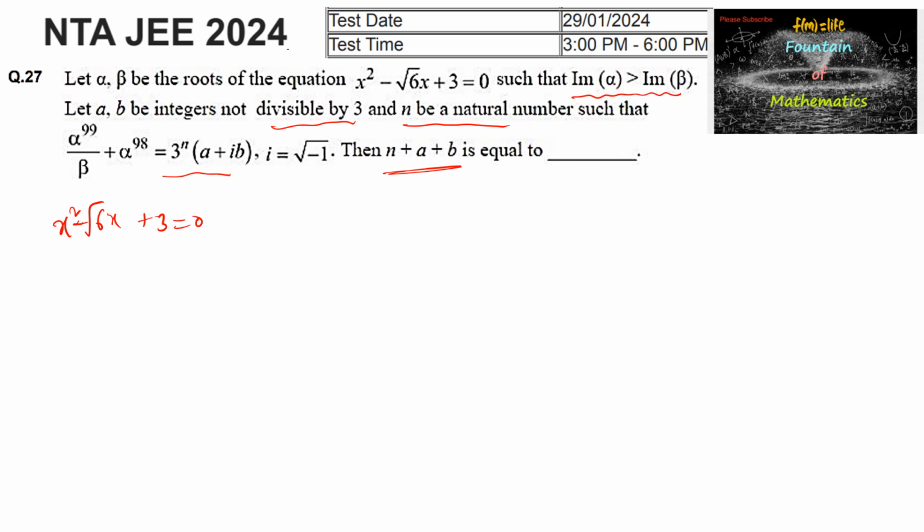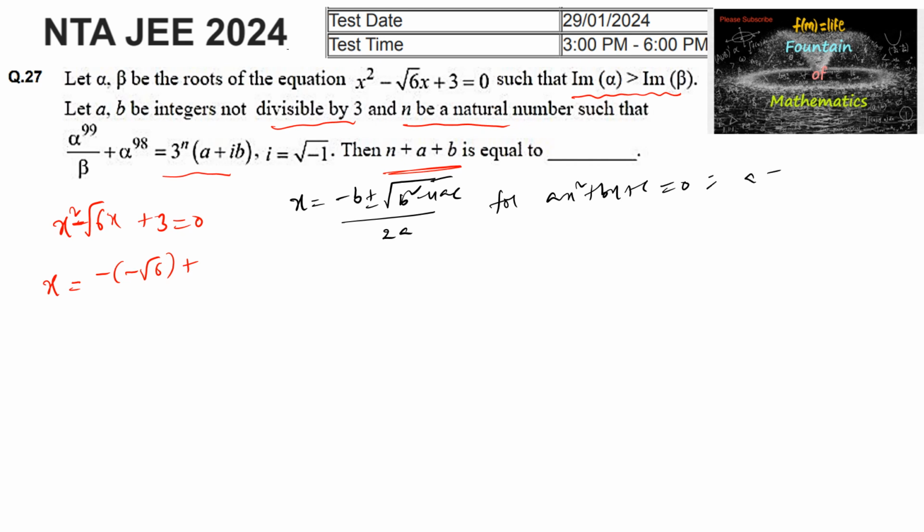So let's take the roots. We can get x is equal to minus of minus root 6. We have the formula x is equal to minus b plus or minus under root of b square minus 4ac divided by 2a, for the quadratic equation ax square plus bx plus c is equal to 0 for a not equal to 0.